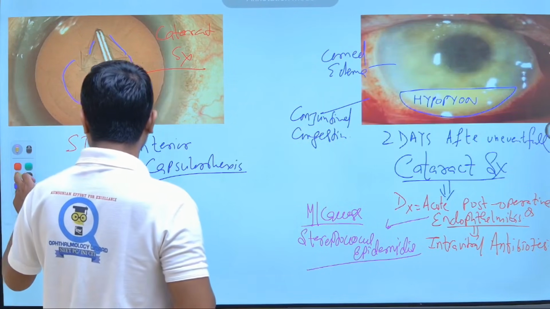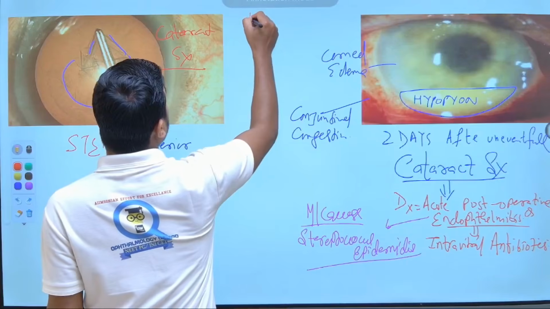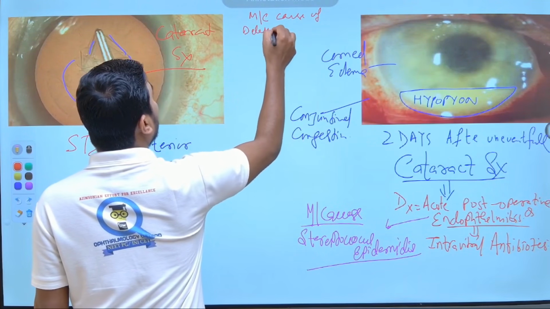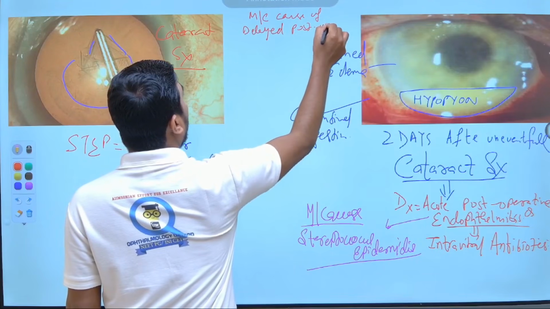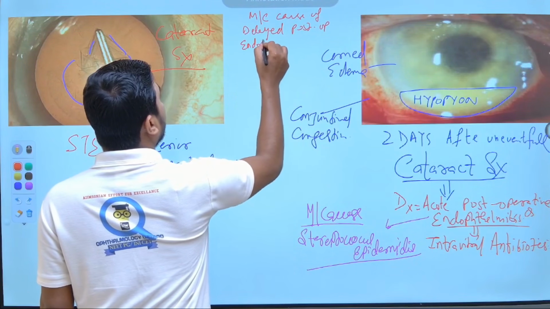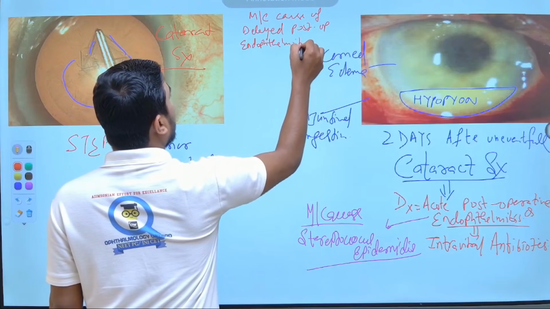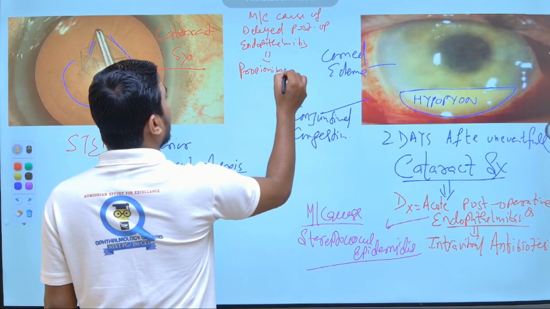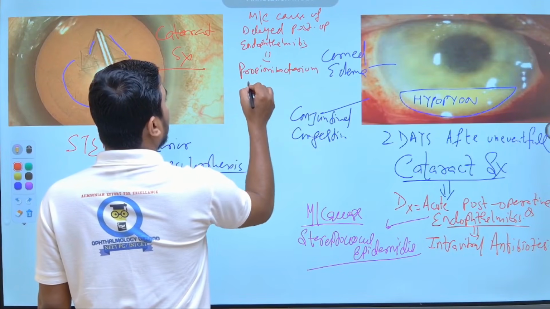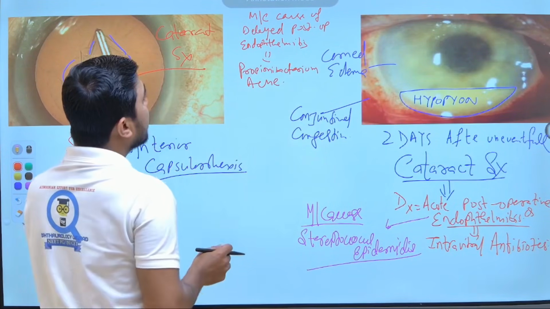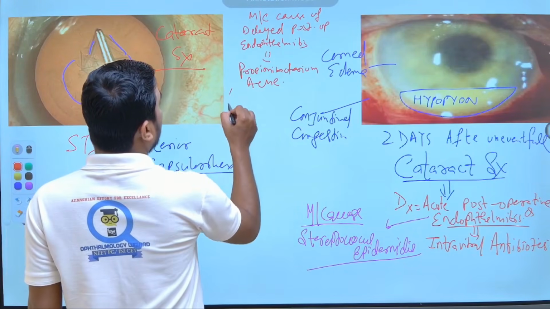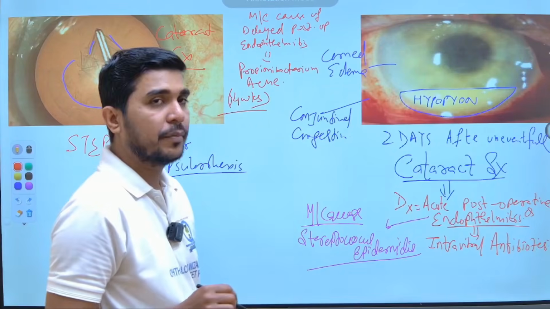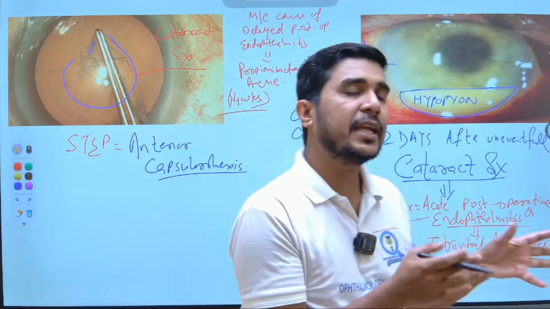So if I have to say the most common cause of delayed post-op endophthalmitis, the answer will be Propionibacterium acnes. And by delayed, I mean more than 4 weeks after the operation. So this is the important MCQ that they can ask related to this.